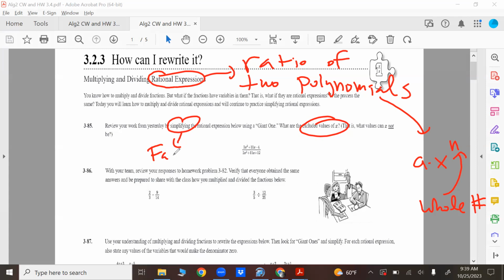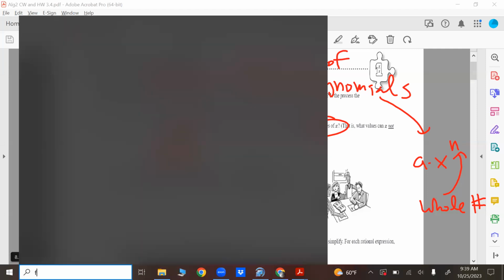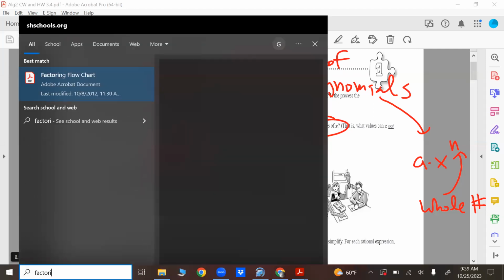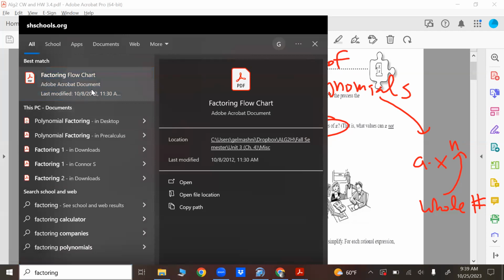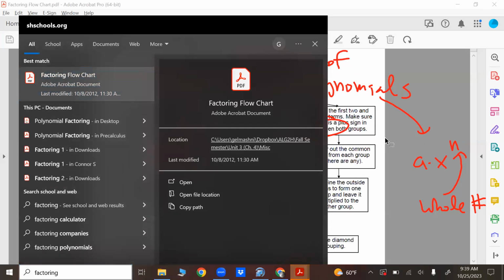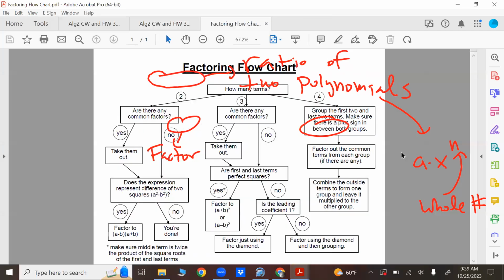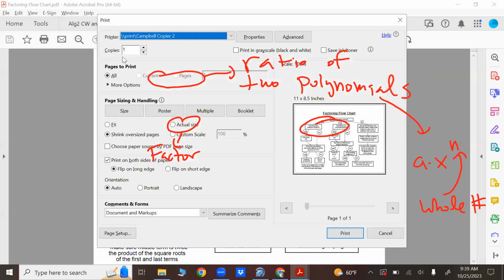Very important. I still owe you guys this document, the factoring flowchart, which I think maybe I'll print a bunch right now and give to you guys. So you may want to put this somewhere in your binders or notebooks. Let me make 30 of those. There we go.